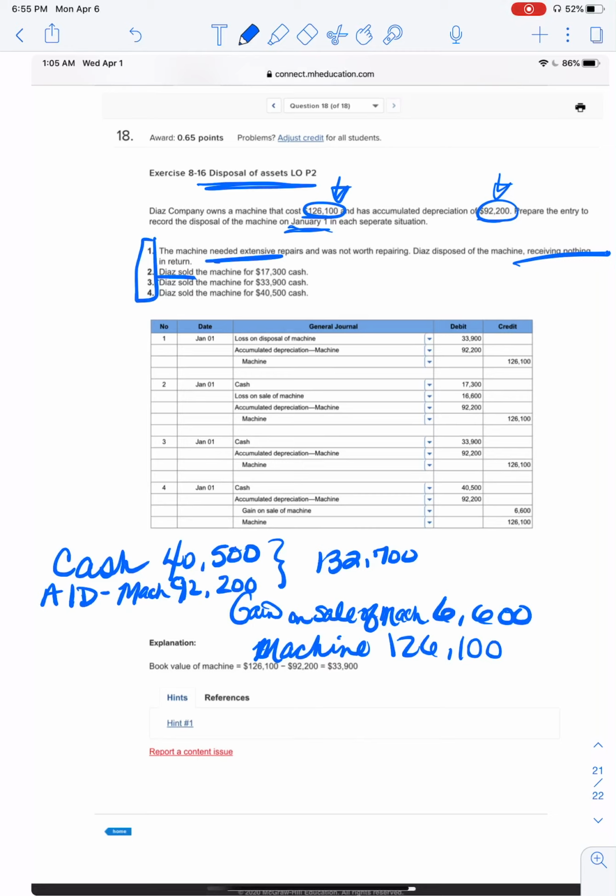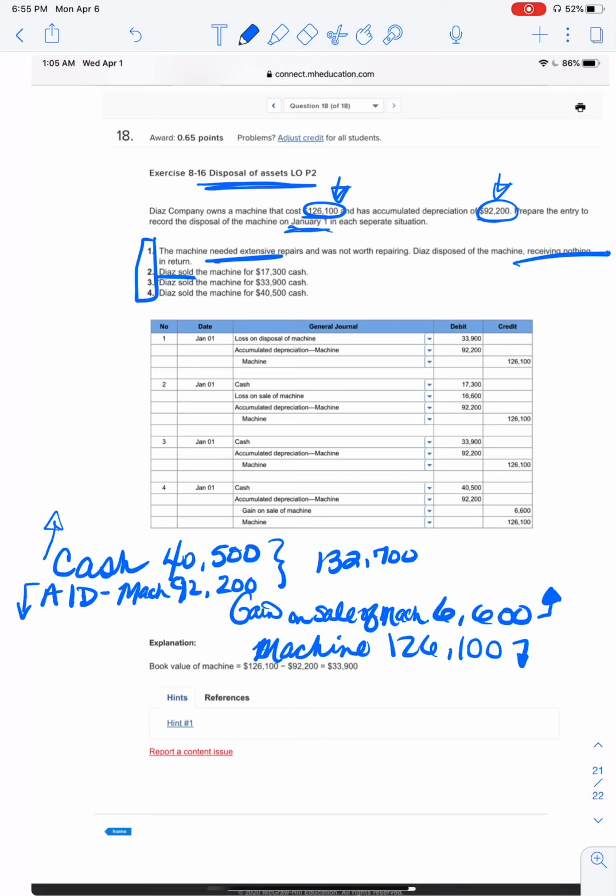So cash goes on the balance sheet, it's going up. Accumulated depreciation machinery goes on the balance sheet as a contra asset. Since it's being debited, it is going down. Gain on sale of machinery is similar to a revenue, so it's going on the income statement as a credit. So it is going up, and the machine account itself is an asset that goes on the balance sheet, so it is coming down.